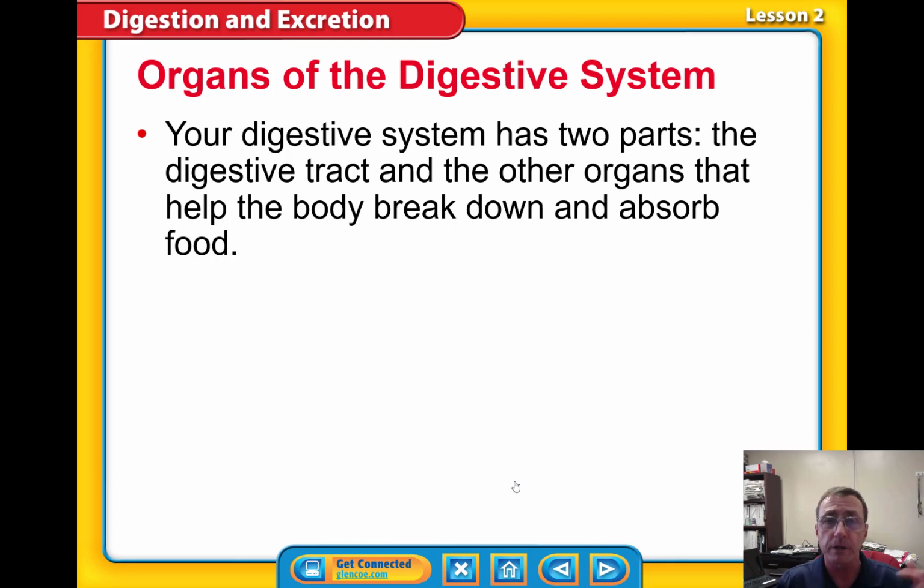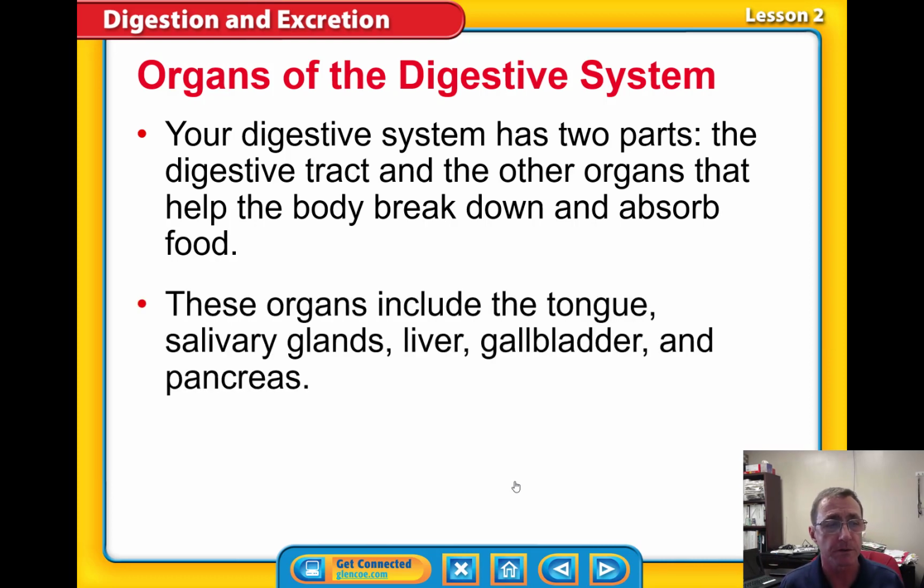Okay, back to the organs now, the physical structure of the digestive system. You definitely want to be familiar with these. 2 parts, basically. The digestive tract itself, which is like a long tube, essentially, where food breaks down, and then the other organs that support that digestion. So they're not in the tube, but they're attached to it.